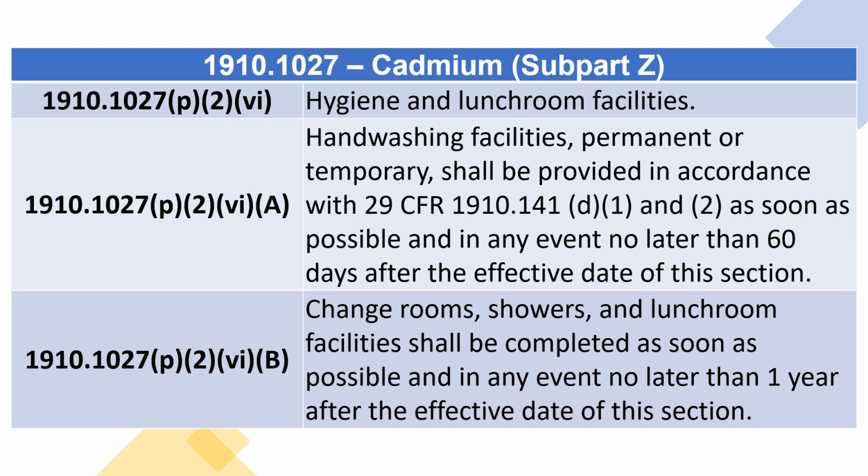1910.1027 P.2.vi. Hygiene and lunchroom facilities. 1910.1027 P.2.vi.A and B. Hand washing facilities, permanent or temporary, shall be provided in accordance with 29 CFR 1910.141(d)(1) and (2) as soon as possible and in any event no later than 60 days after the effective date of this section. Change rooms, showers, and lunchroom facilities shall be completed as soon as possible and in any event no later than 1 year after the effective date of this section.